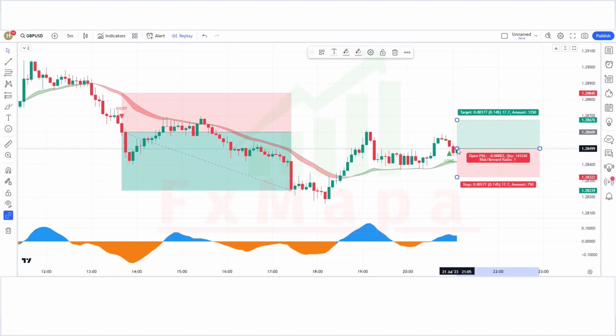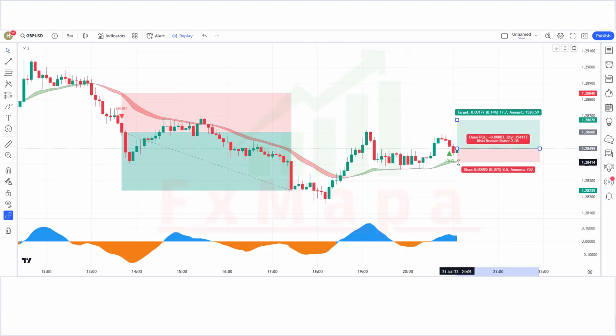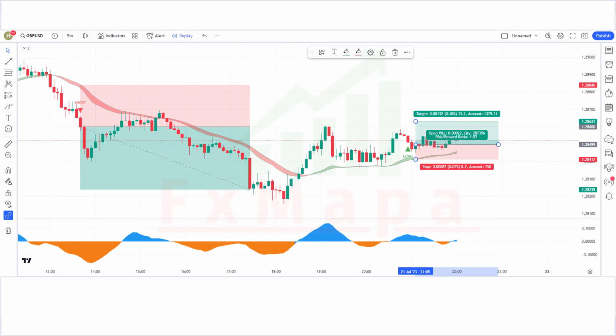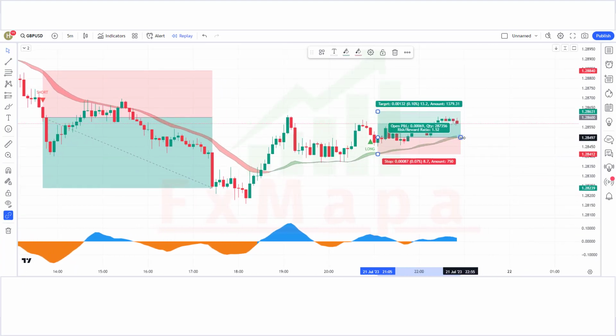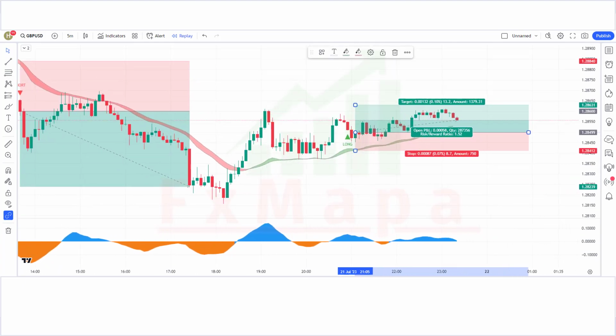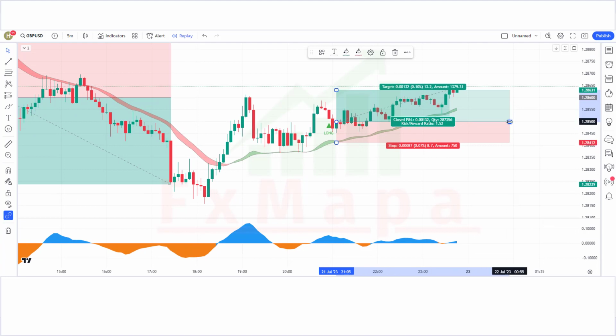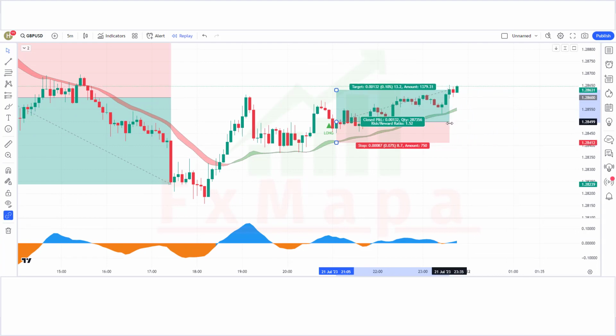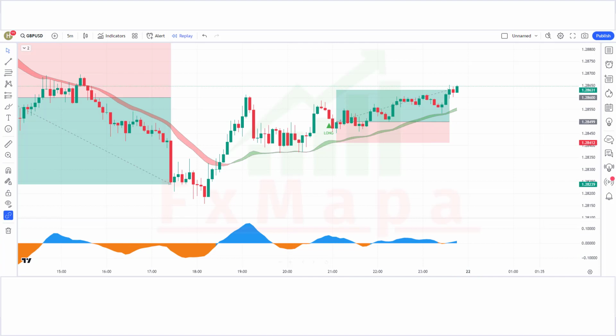Our stop loss will be placed at the alternative trend indicator's strike lower. And the risk to reward ratio will be 1:1.5. Let's see what happens to our trade. Our trade is running in profit. We have won the trade. Wait for the next signal.